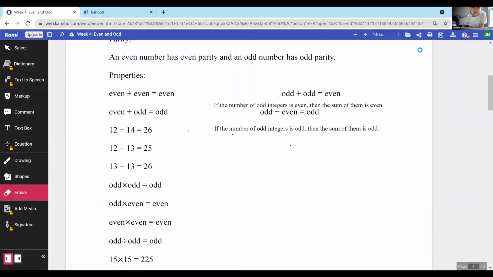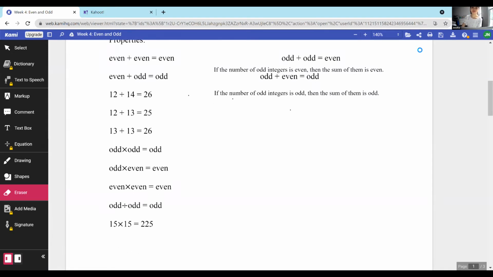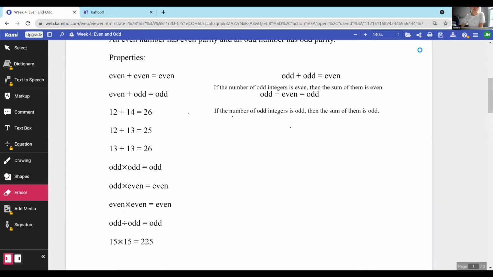So parity is a word to describe whether a number is even or odd. An even number has even parity and an odd number has odd parity. And studying whether numbers are even or odd could lead to intriguing and insightful finds. For example, here are arithmetic properties.